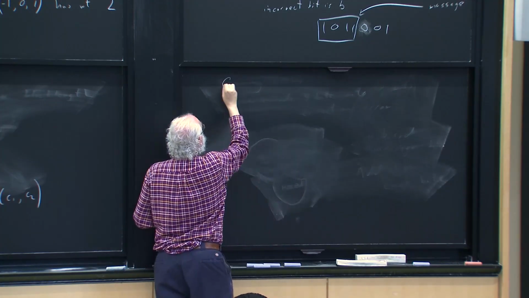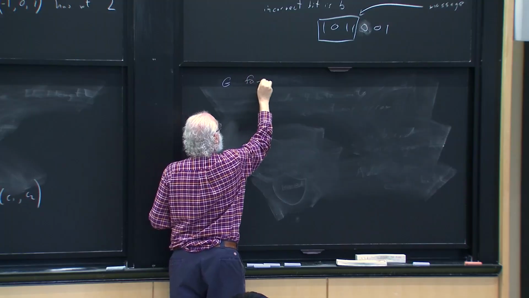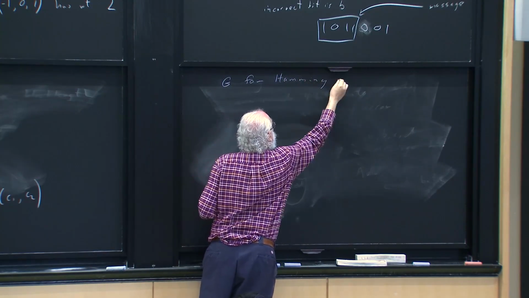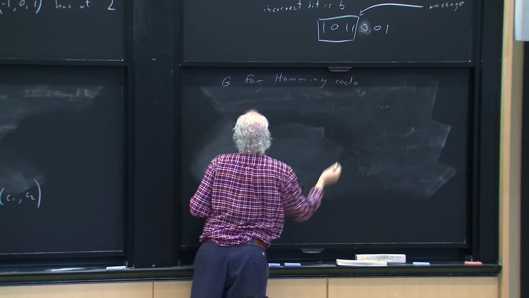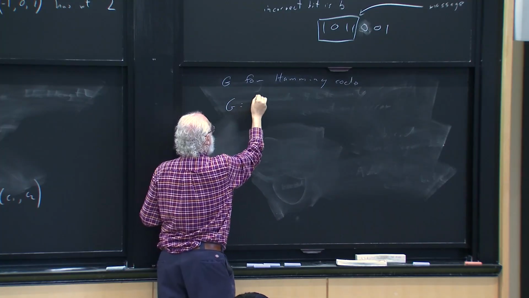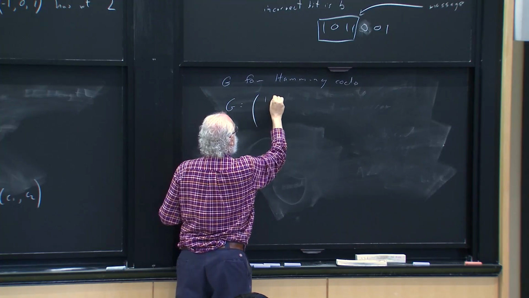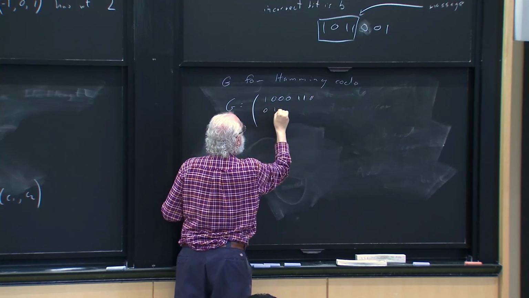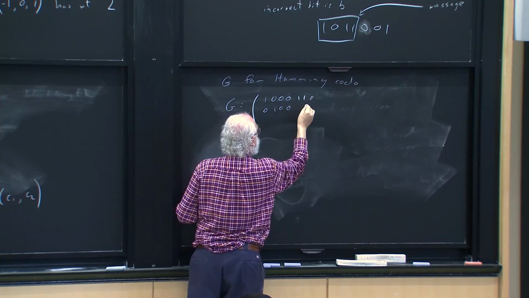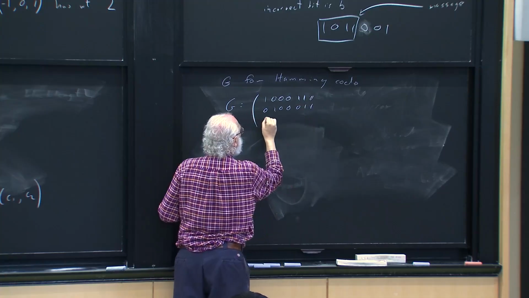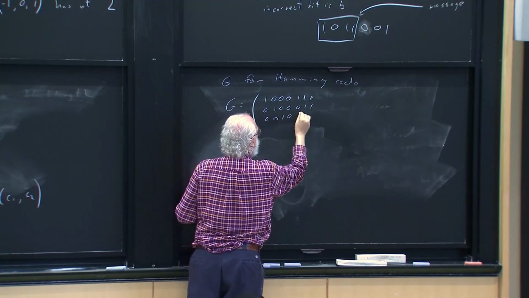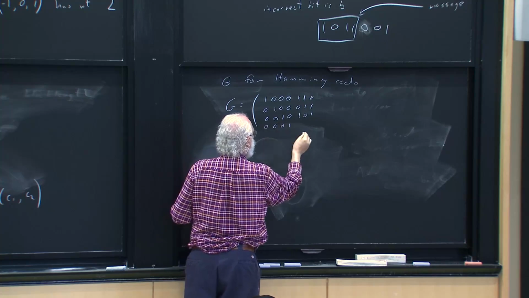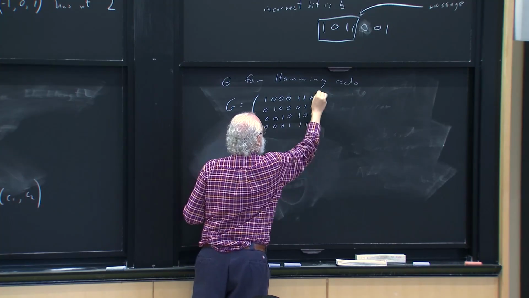So the generating matrix G for the Hamming code was G equals 1, 1, 0, 0, 0, 1, 1, 0, 0, 1, 0, 0, 1, 0, 1, 1, 0, 0, 1, 0, 1, 0, 1, and 0, 0, 0, 1, 1, 1, 1.